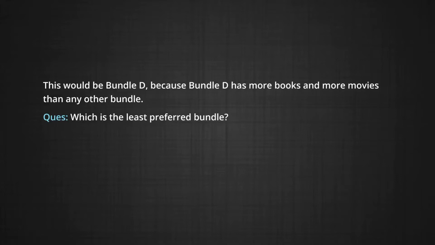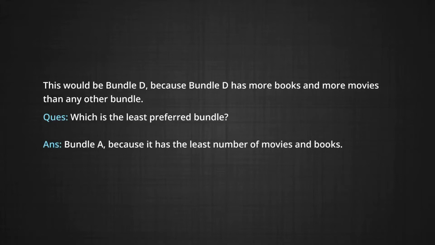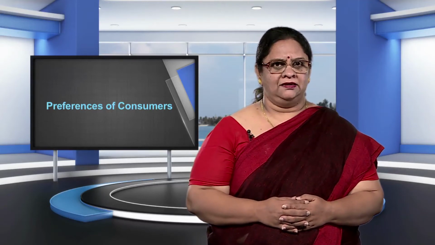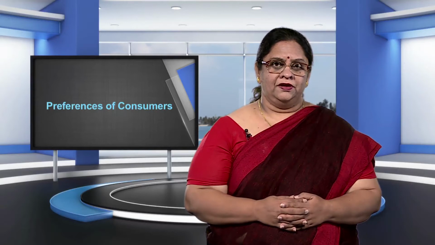Which is the least preferred bundle? Clearly, this is Bundle A because it has the least number of movies and the least number of books in all the 4 bundles listed. Now, how would I compare Bundle B and Bundle C? I have more movies in Bundle C, but fewer books. These bundles are actually more difficult to rank outright.